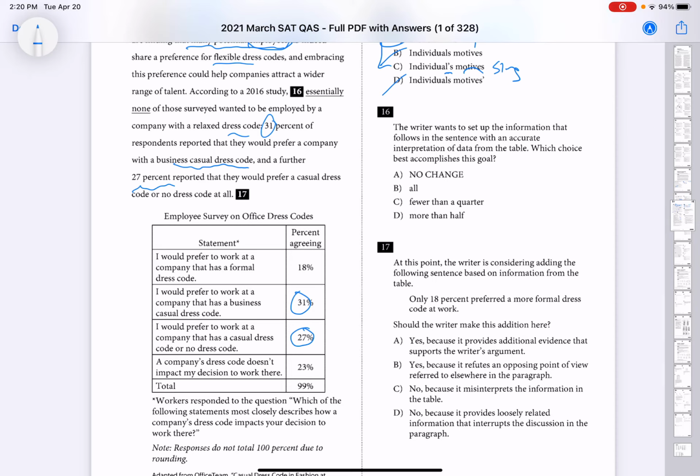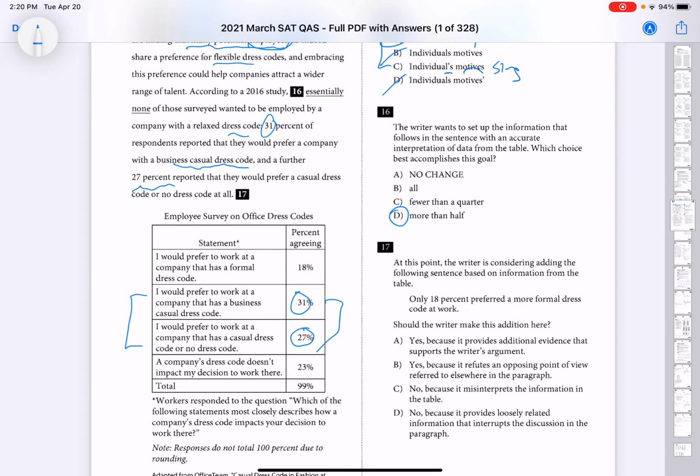Okay. Employed by a company with a relaxed... Okay, so essentially none of those surveyed wanted to be employed by a company with a relaxed dress code. Okay, so the ones that had a relaxed dress code, that would be the ones that are either these two, right? Yeah, so that means that this is about more than half, because if you do 31 plus 27, that's more than half of the company. So 16 should be D. 17. 27% that you prefer casual dress code or no dress code.